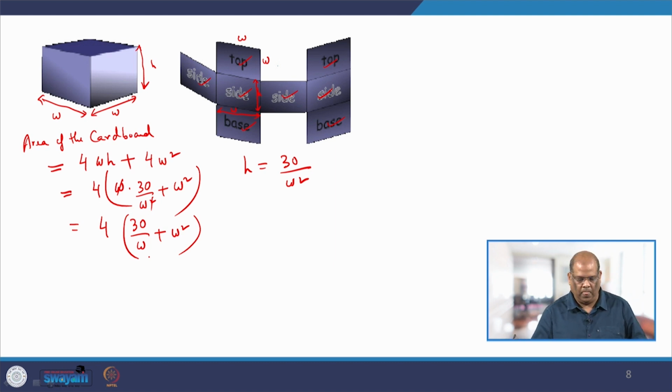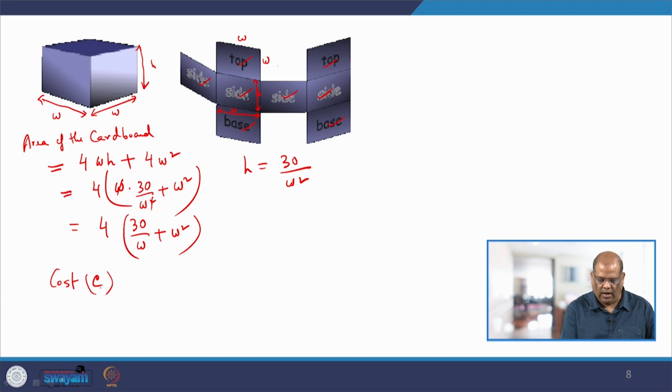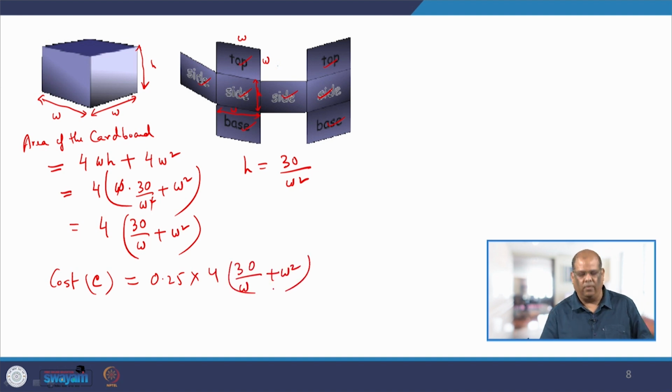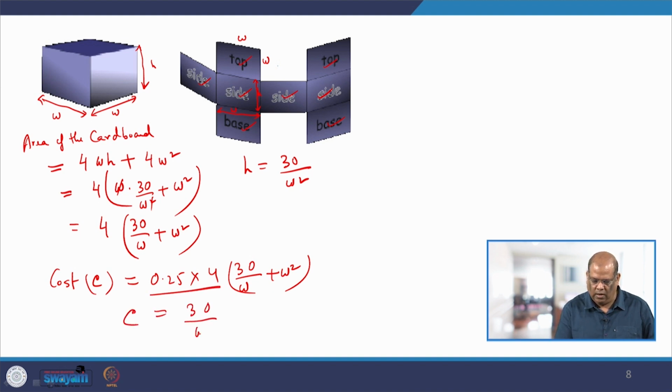Now, what is the cost? The cost is 0.25 per centimeter square. So, the cost, if I denote it by C, it is going to be 0.25 multiplied by 4 the total area. This gives me 1. So, I get a function C like this.